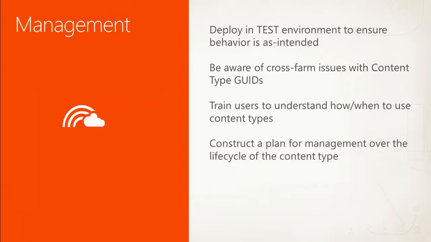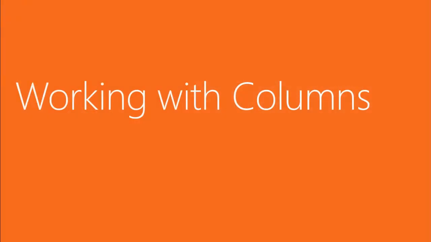Okay. Construct a plan for management over the lifecycle. So again, what happens going forward? What if you need to change an attribute or change a workflow or a retention schedule? Who's going to do it? Who's responsible for that? And then how do you regression test all the other stuff in SharePoint that's reliant on that content type?